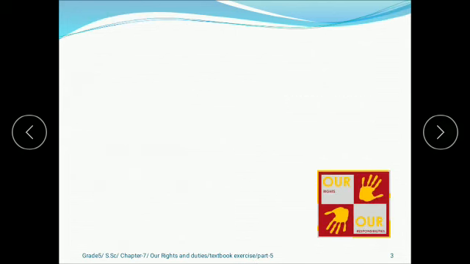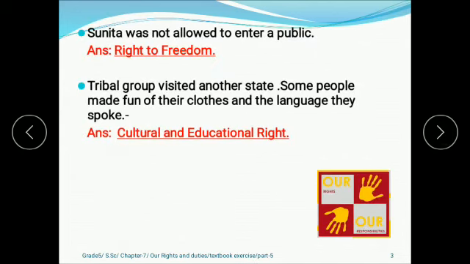Okay, now let's see the other one. Sunita was not allowed to enter a public place. So that is right to freedom. This right is being violated here. Now, a tribal group visited another state. Some people made fun of their clothes and the language they spoke. So which right? The cultural and educational right. Okay, this we have already done in the previous video. Now let's see what is next.